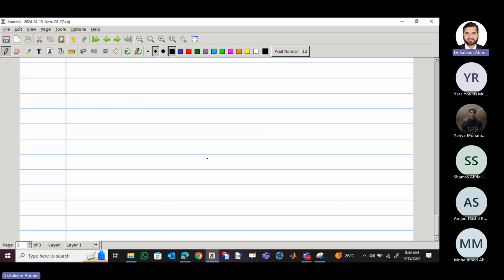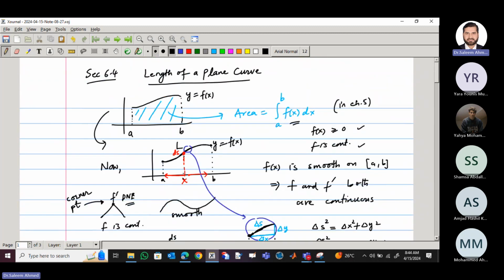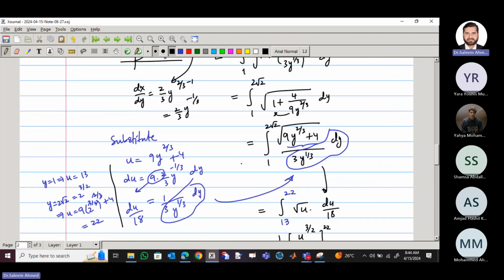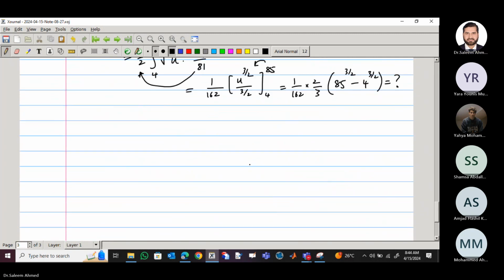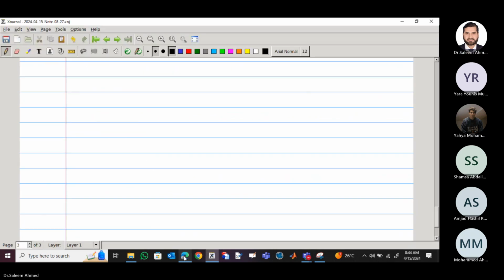So this was simple, nothing was difficult here in the arc length problem. Another thing is surface area, the area of surface of revolution. You see, we found in 6.2 and 6.3 the volume of a solid of revolution.